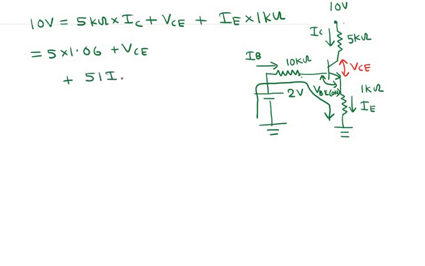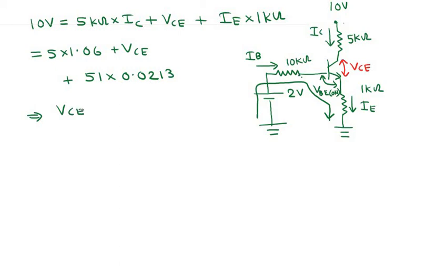So 51 times IB, and IB is 0.0213 milliamperes, so 51 into 0.0213. We shouldn't write milliamperes here, because when we multiply kilo ohms with milliamperes, it gives voltage. This is multiplied by 1 kilo ohm, and since it is 1, I am not writing it here.